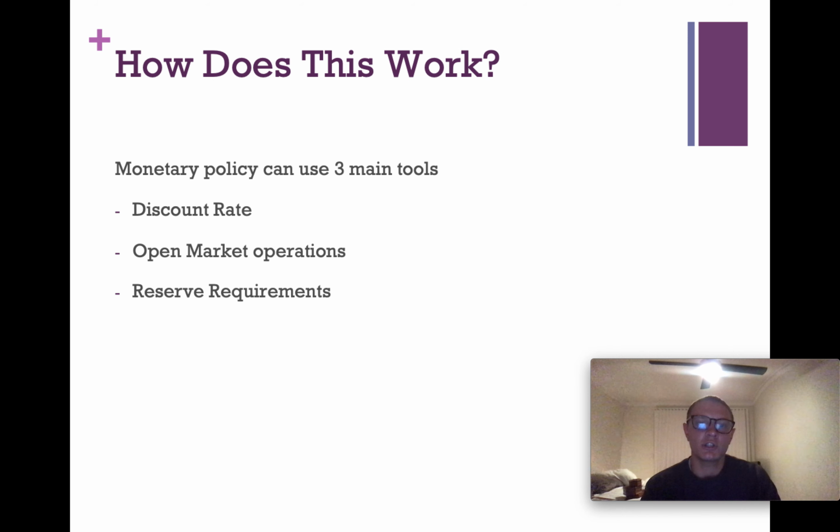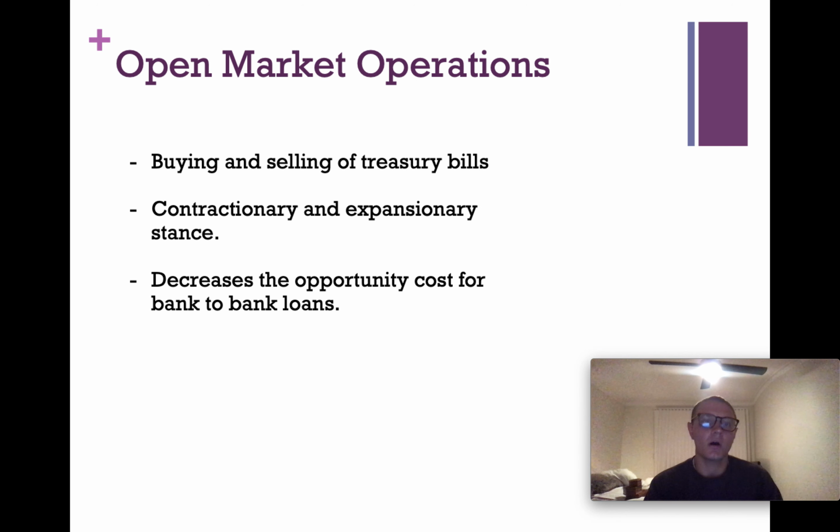So I'll first discuss what the three monetary policy tools actually are, and then how this impacts the demand for property. We have the discount rate, the open market operations, and the reserve requirements. The open market operations is arguably the most important and effective tool, and probably the most commonly used. This is the buying and selling of treasury bills or securities from the central bank to other banks. Securities are things such as bonds, loans, and shares. And it can be either contractionary or expansionary.